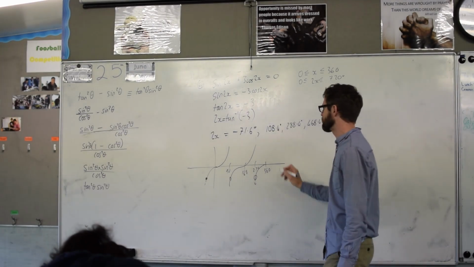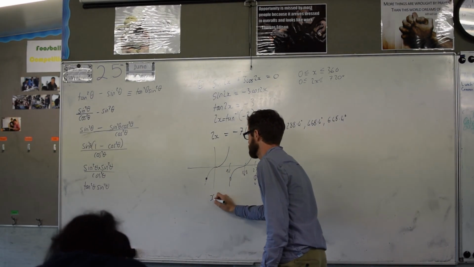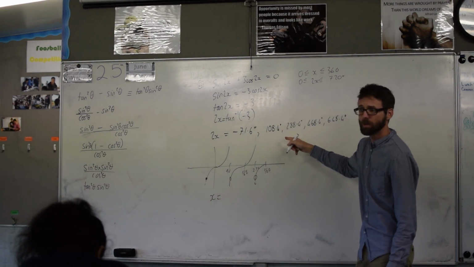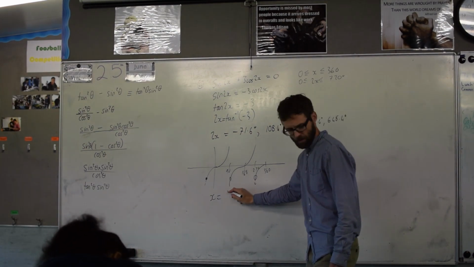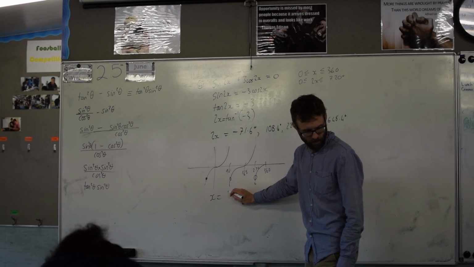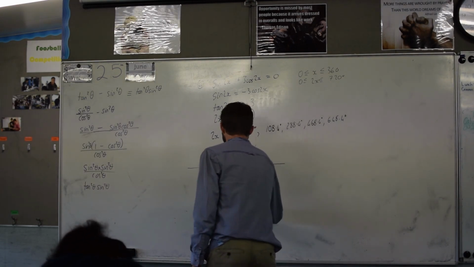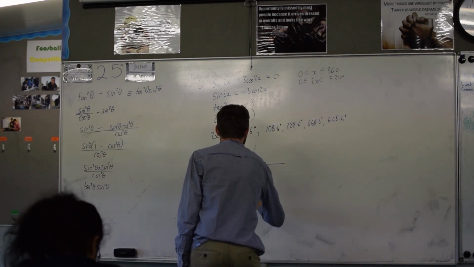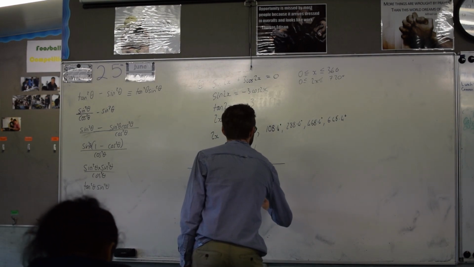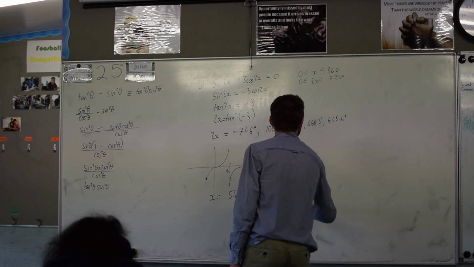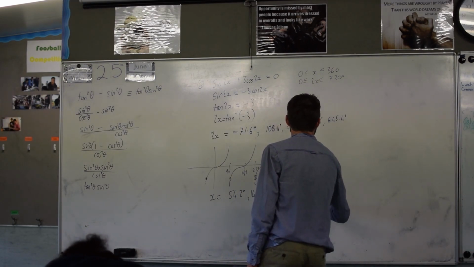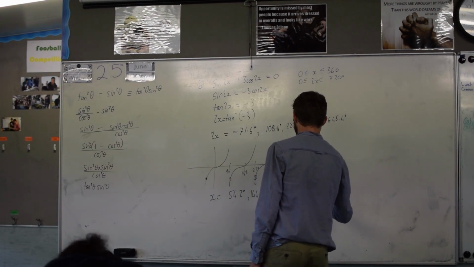Final step, we need to find x. Therefore x equals, and I'm just going to divide by 2. So what do we get? So 54.2, 144.2, 234.2, and 324.2.